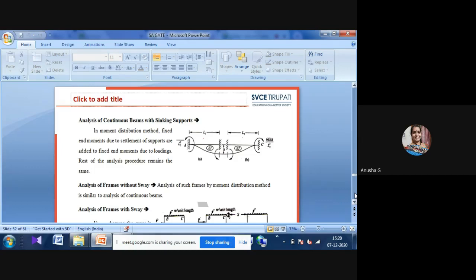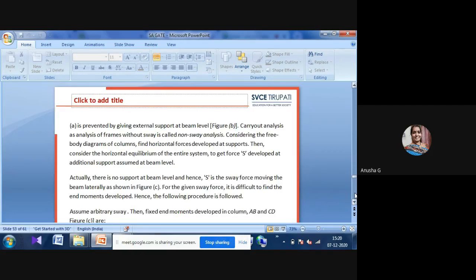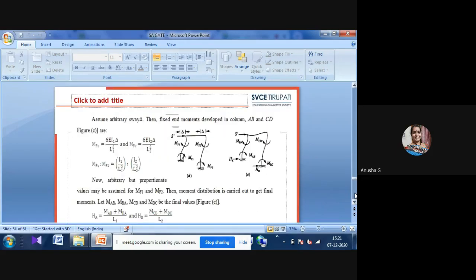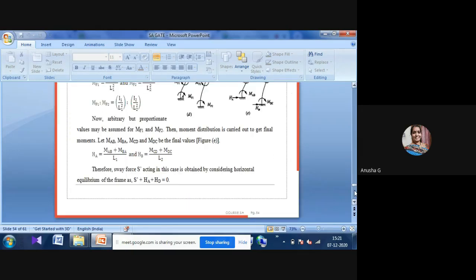If you go for the frames, we can consider them without sway and with sway. For that also there will be horizontal reactions. Those horizontal reactions we also have to calculate by using the same fixed end moment conditions and the moment distribution method. If there is a sinking support, the horizontal moments will change: (MAB + MBA)/L1. For the other column, (MCD + MDC)/L2. That is the main formula to be considered here.